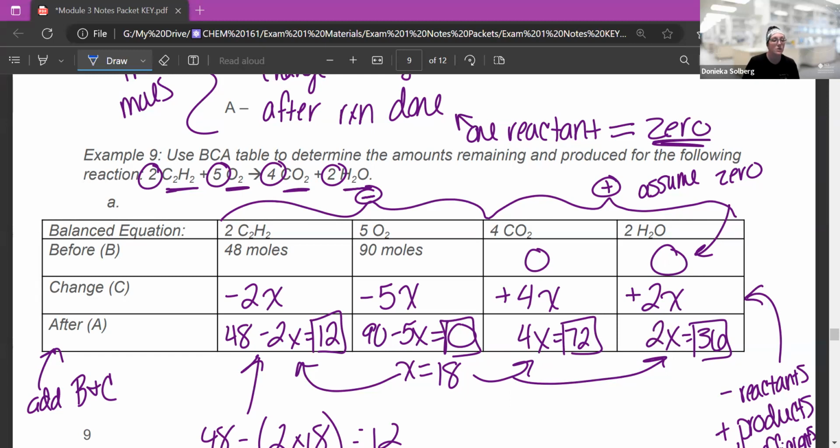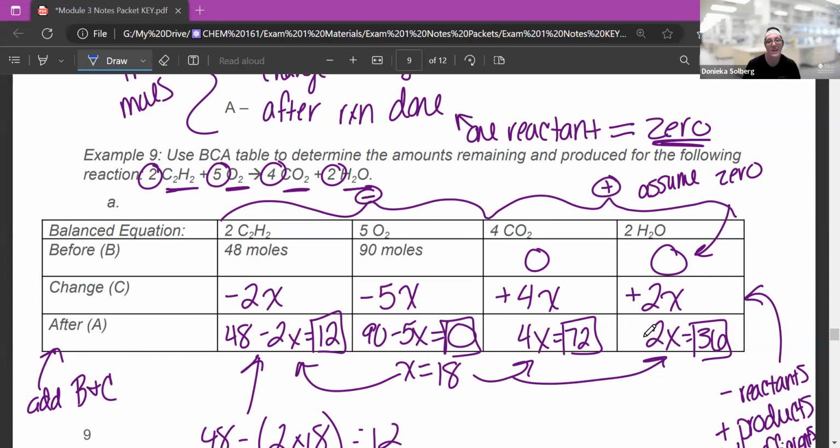So the after row is just before plus change. So 48 minus 2x, 90 minus 5x, 0 plus 4x, and 0 plus 2x. That's how much stuff I'm going to make. That's what your after row should look like. Okay, so this, this, and this.